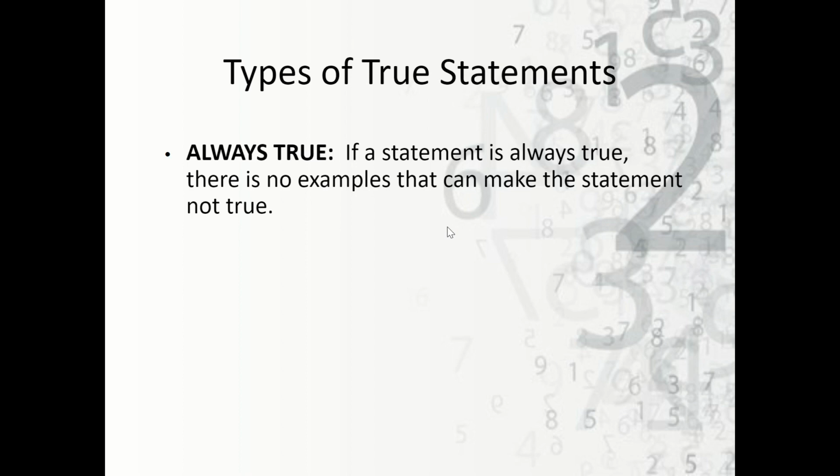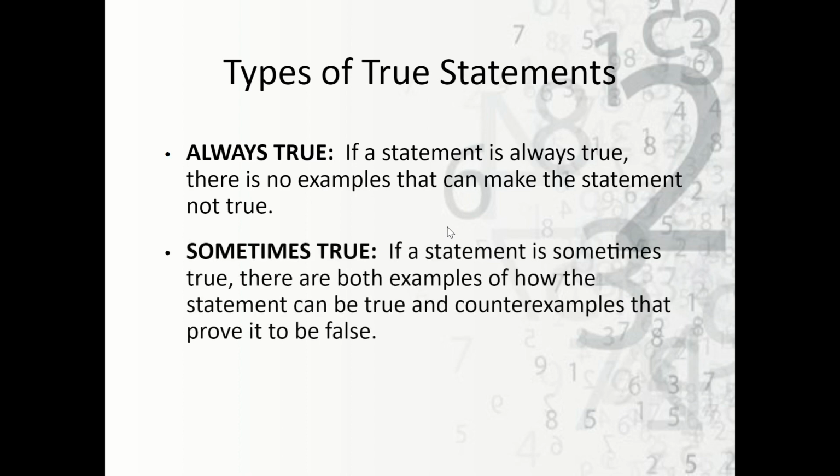Then there's sometimes true. Sometimes true means that there are examples of it being true and examples of it not being true. An example of this would be, it's going to rain today. Well, could it rain today? It absolutely could, but it also might not. So sometimes it rains, sometimes it doesn't. So there are examples that make it true and counterexamples that make it false.